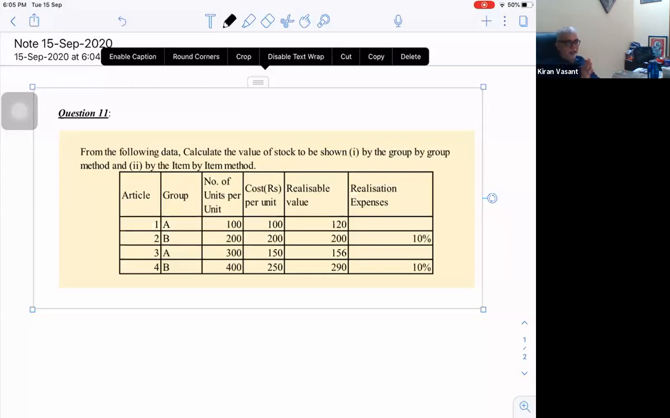Our basic approach, what does the accounting standard say? Accounting standard says inventory shall be valued at cost or net realizable value, whichever is less. That is the first rule. The second thing it says, you should not take the valuation under group, you should follow item by item. This rule should be applied item by item and not by group. So we try to understand what you mean by group and what you mean by item here. Okay.